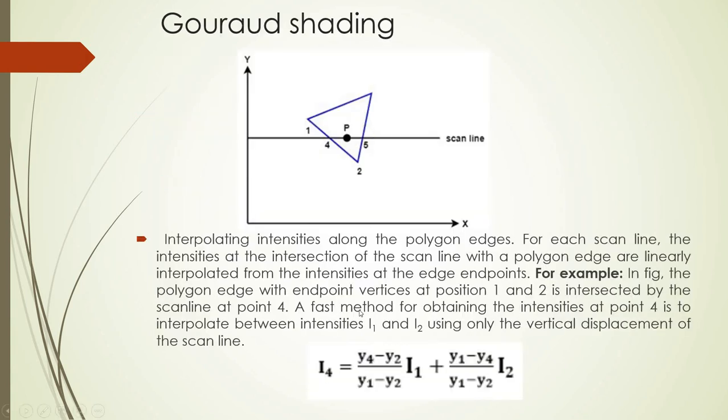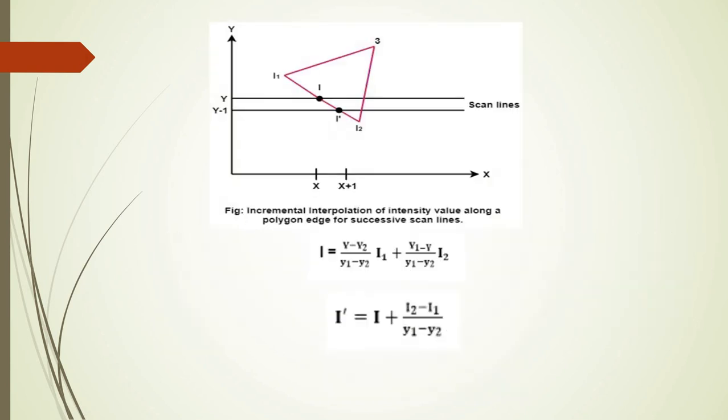And in Gouraud shading, this formula is important. This formula plays an important role. I4 is equal to, remember this formula. When we are talking about the vertex I1 intensity, then we have to consider y4 minus y2. If you are talking about the vertex intensity present at your I2, then your formula will have y1 minus y4 divided by y1 minus y2.